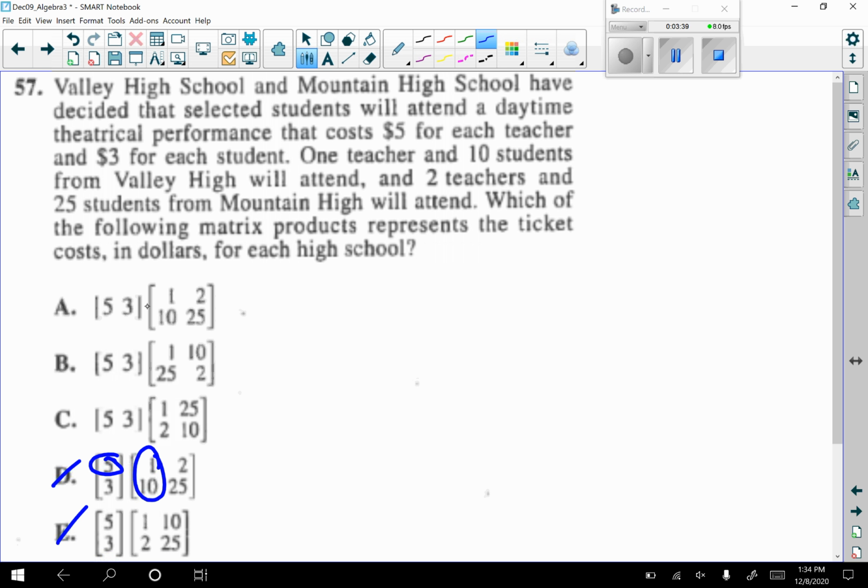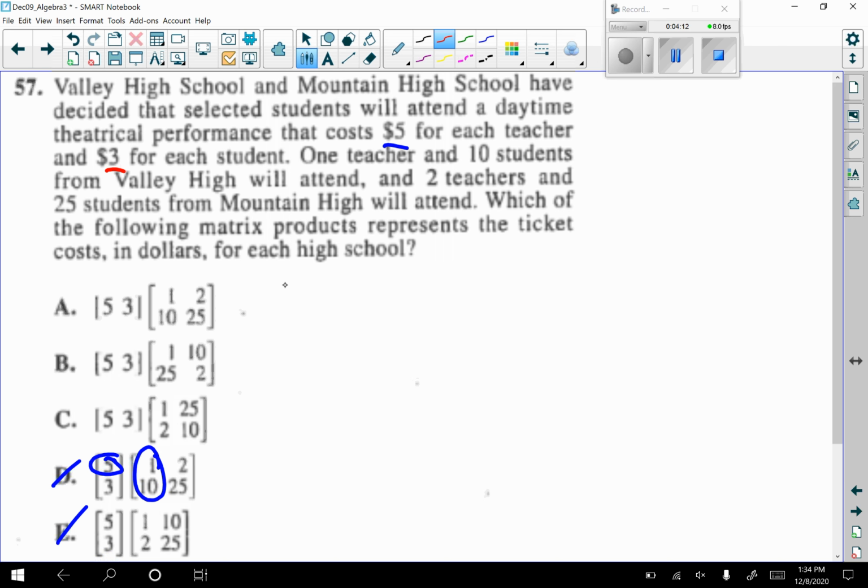If we did try multiplying the matrices together, if I go to the first one, I'd multiply this row by this column. So this is telling me the 5 represents the $5 for each teacher, and then the 3 is the dollar amount for each student. So here, if it's saying $5 and I have 1 teacher and 10 students from Valley High, I would have $5 times the 1 teacher plus $3 times the 10 students. So does that make sense?